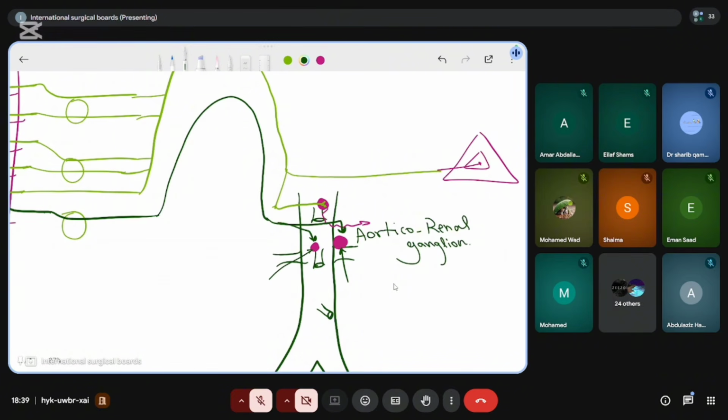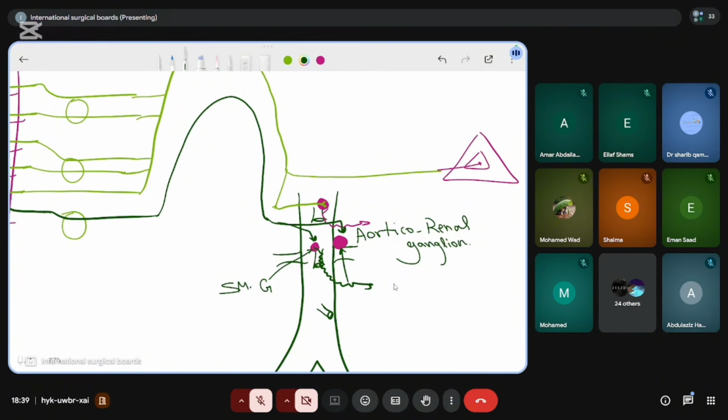And this one is simply called the superior mesenteric ganglion. But anyway, the postganglionic fibers move with the branches of the superior mesenteric artery to supply the midgut. So I've talked about the course of this nerve and what it supplies.